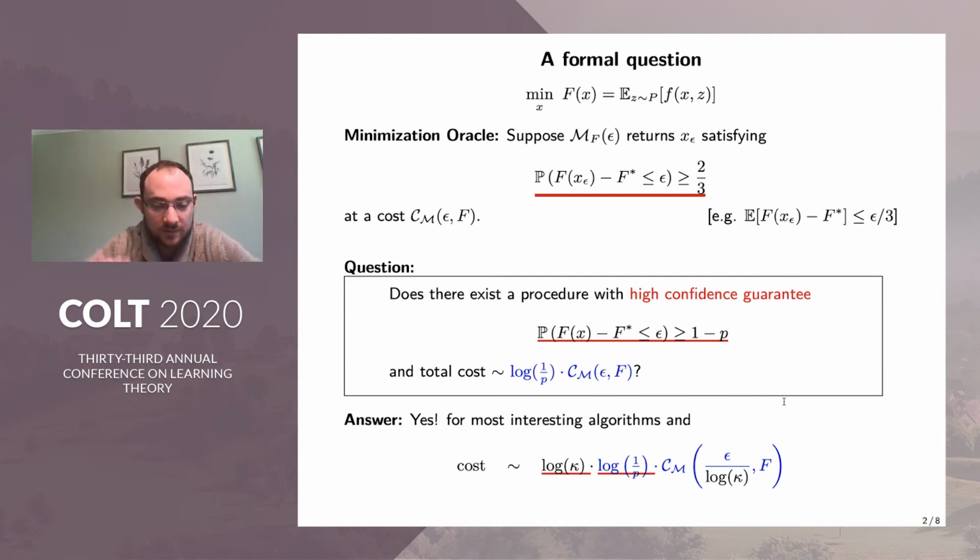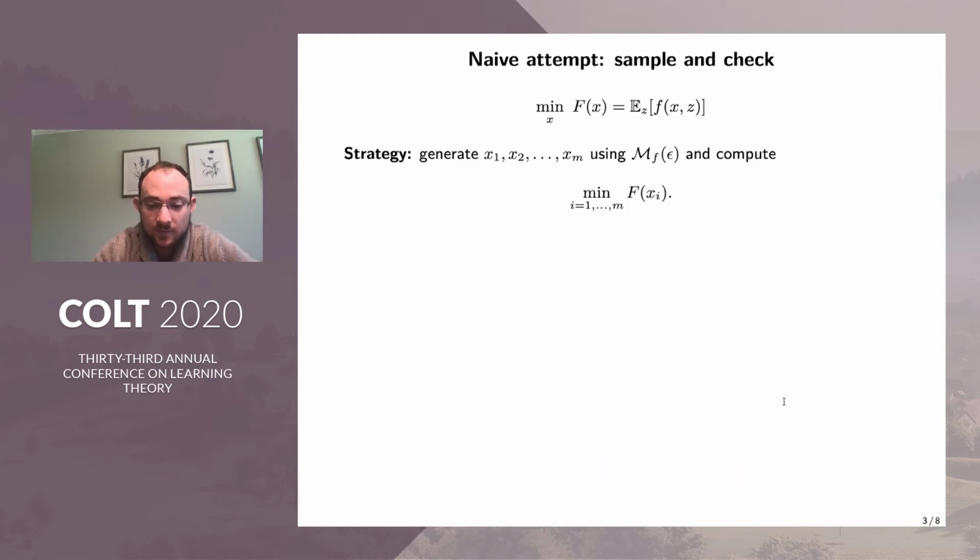Okay, so the goal is, given any algorithm that succeeds with fixed probability, how can we boost it to high confidence? Essentially, what we're going to be using is strong convexity and smoothness of the objective. That's going to be very important. So let's start with a naive attempt, and then we'll discuss why it's not a great idea.